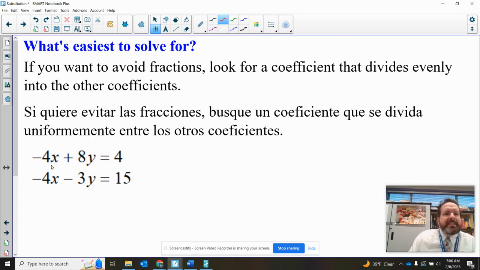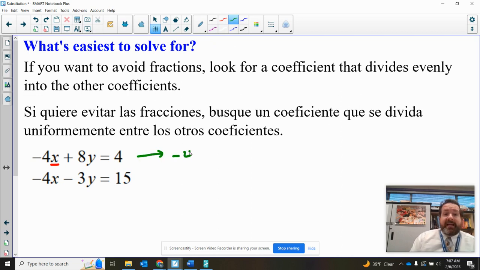Like, let's take a look here at the top x. To get this x by itself, I'm going to have to divide by this -4. But as I look at the other numbers, 8 will divide evenly by -4, because 8 divided by 4 is 2. And this 4 will also divide evenly by -4, because 4 divided by 4 is 1. So let's just look at the first step of this process.